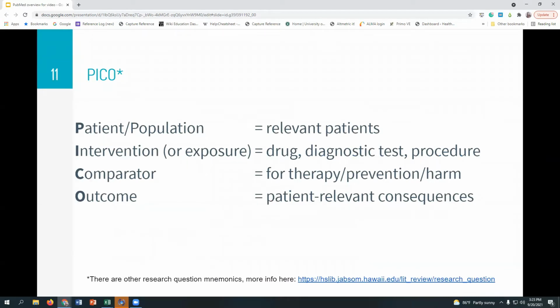So PICO is a mnemonic used in medicine to help formulate a search. It's a way of breaking down the clinical question into its most important, most searchable parts. So the idea is to help you create a more focused search. So note there are other research question mnemonics that you can use.